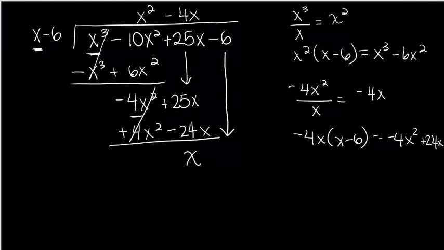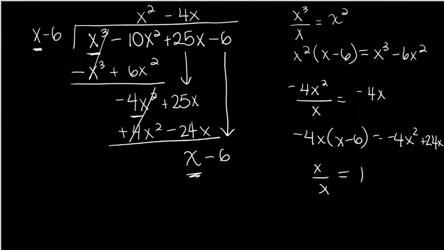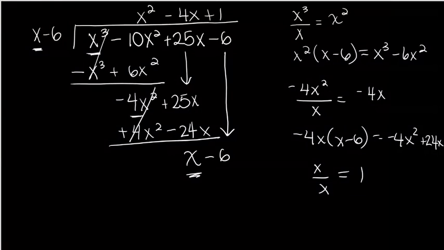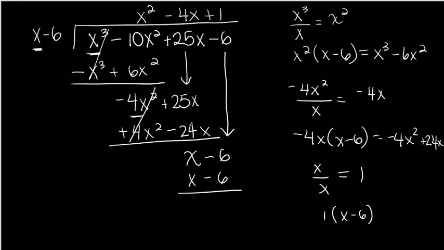I'm going to bring down my negative 6. I'm going to do my x from here, divided by the x. It gives me 1, and so my 1 is going to go over my constant here, which is a plus 1, over the negative 6. I'm going to multiply again 1 times x minus 6, which is just going to give me x minus 6. I'm going to subtract, so my signs will change, and this gives me a remainder of 0.